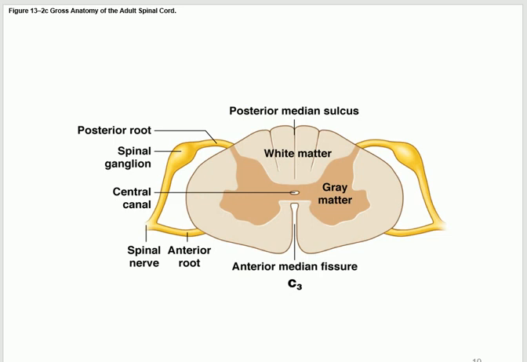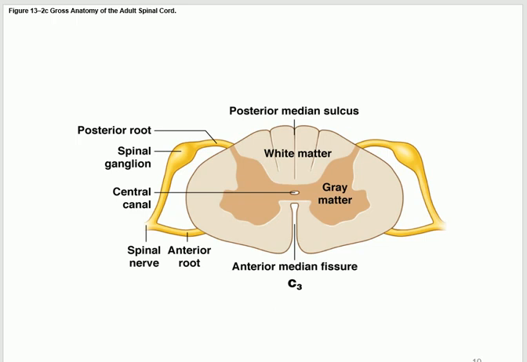Now, if you look inside, you will see what I just talked about. Look at this. This is a cross section of the spinal cord. You see how right looks exactly like the left? Do you agree? If you divide it exactly here, right is identical to the left. We call it bilateral symmetry. And look here, this is the anterior median fissure, and this is the posterior median sulcus.